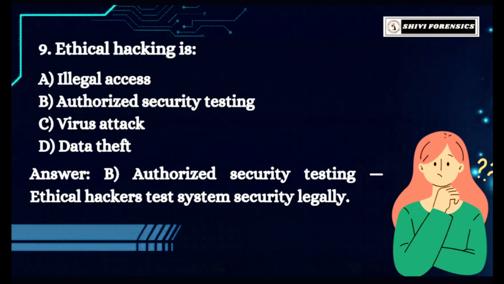Our question number 9 says, ethical hacking is option A, illegal access, option B, authorized security testing, option C, virus attack, option D, data theft. For this, the correct answer is authorized security testing. Ethical hacking involves legally testing the security of systems with permission from the owner. Ethical hackers simulate real world attacks to identify vulnerabilities before criminals can exploit them.